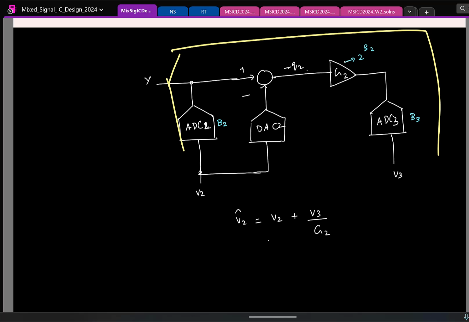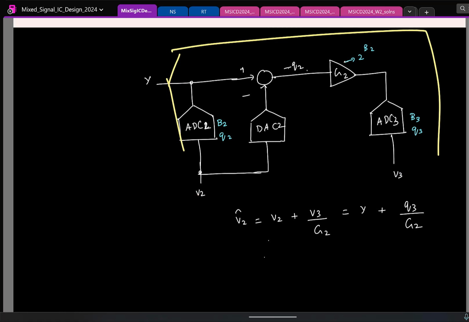Fine. And if I do this, what will I get at the output? Let's say the input to this is Y. What will happen at the output? I'll have Y. Let's say the quantization now is Q2 and Q3. What happens? Q3 by G2. Fine. So now let's treat it as one ADC as a whole.